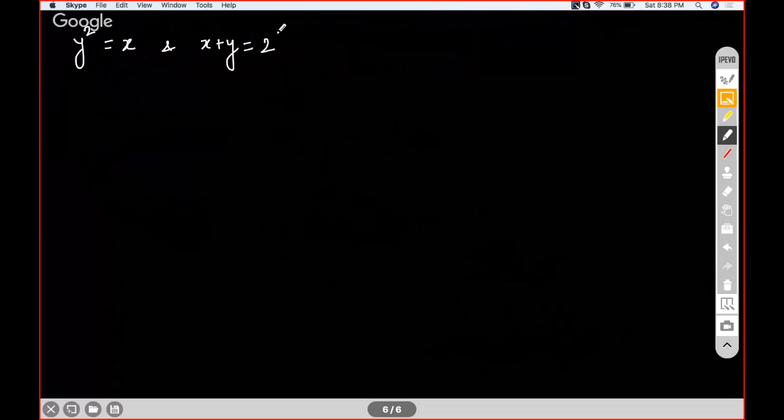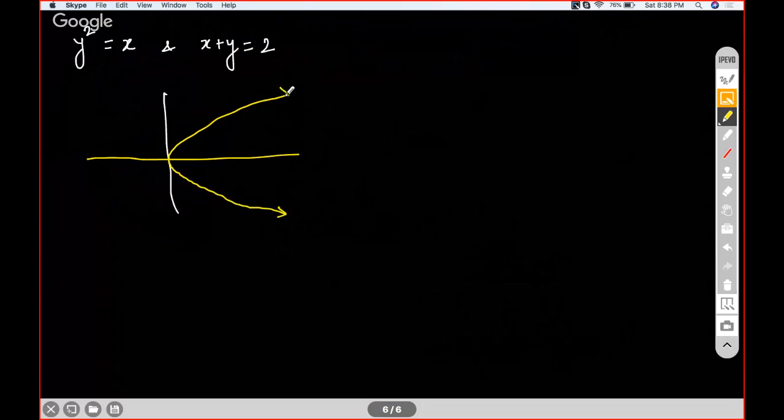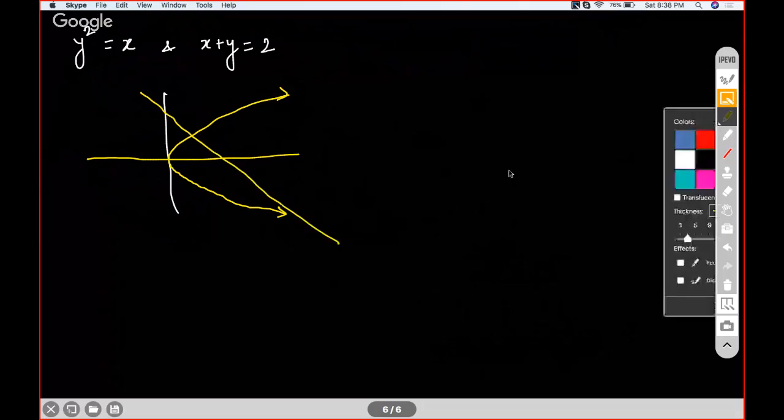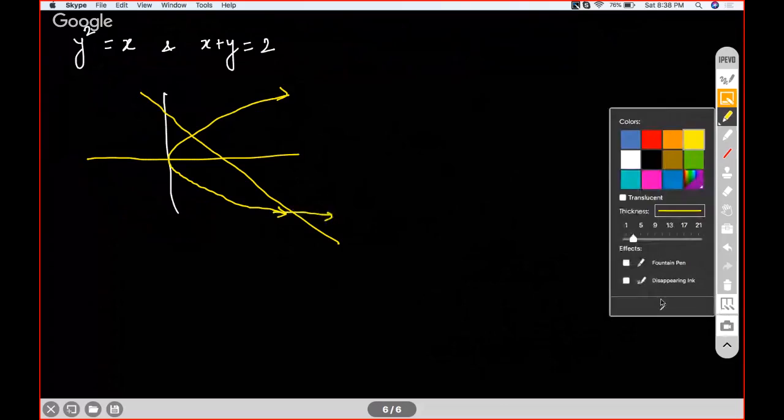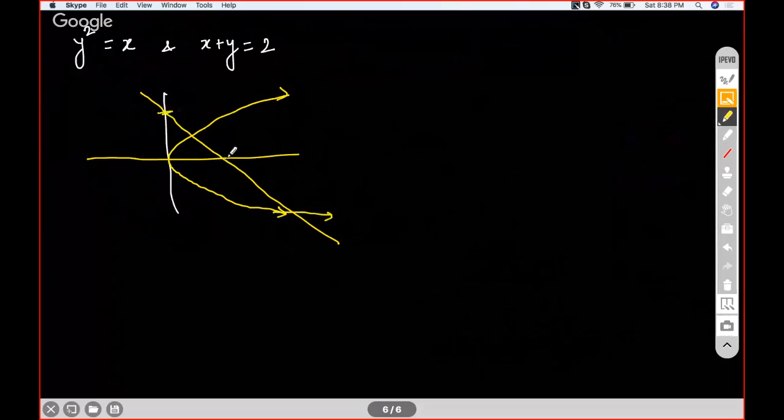Both are simple figures. One is a parabola, the other is a straight line. Upward opening parabola and... no, it's a sideward opening parabola. No, I'm talking about the straight line. And this line is like this. I have to extend this even further. Yeah, so we need this area, the area which is between these two curves.